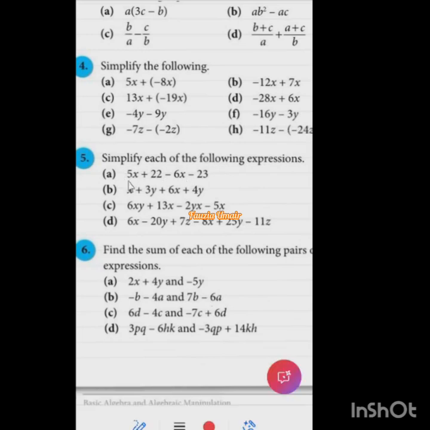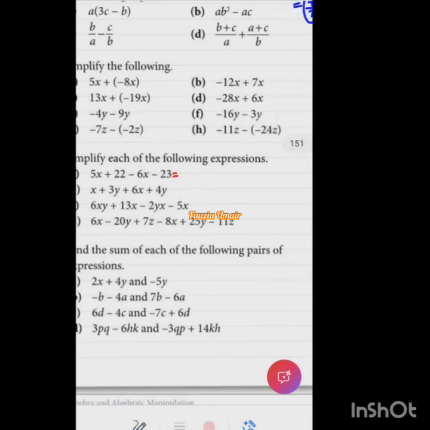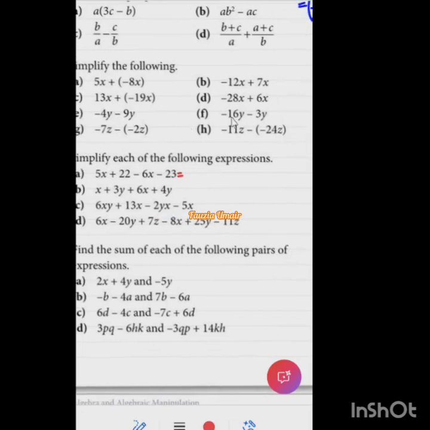So there are 4 terms in the first question. So we can take common, make groups and take common. So no, sorry, what I'm saying. So we will rearrange them. So what are the like terms? We have 5x and minus 6x. That's right, 5x minus 6x. And then plus 22 minus 23, very good.